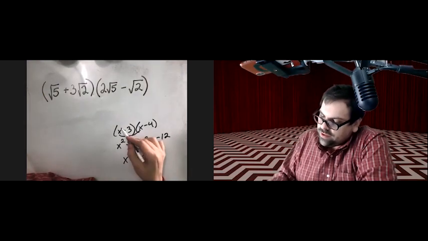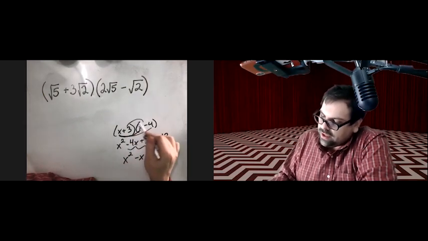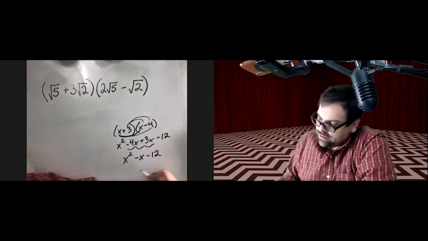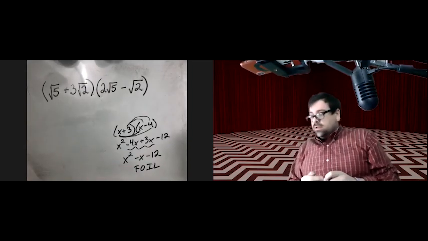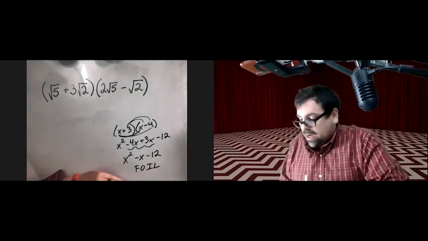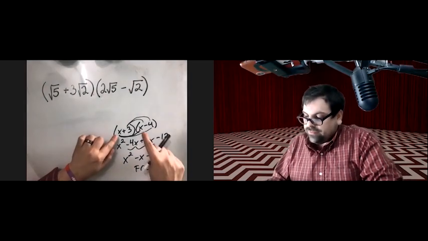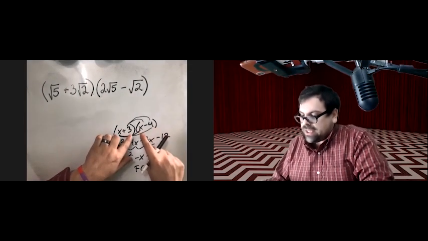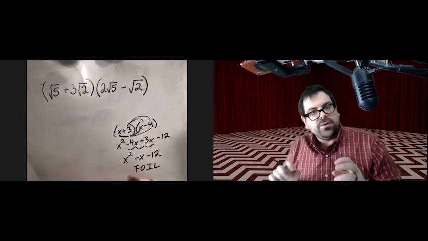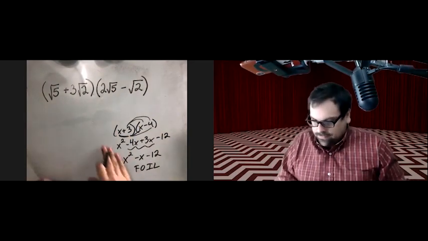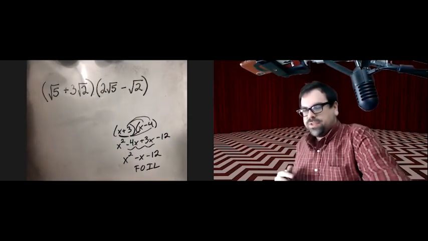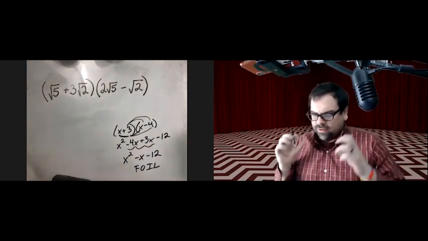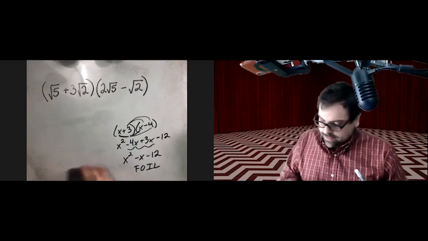But first, outer, inner, last. FOIL. It's just double distribution, but FOIL is how people remember this. The first terms, the outer terms, the inner terms, and the last terms, and you're careful. You're careful to use the signs in front and keep track of your signs.